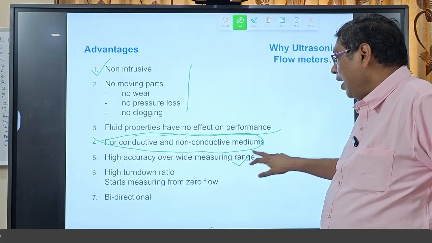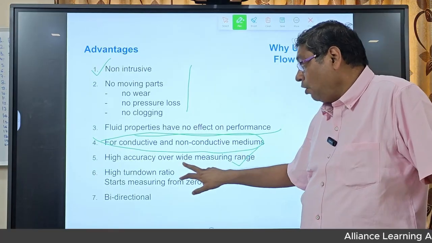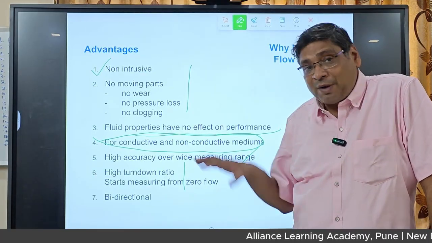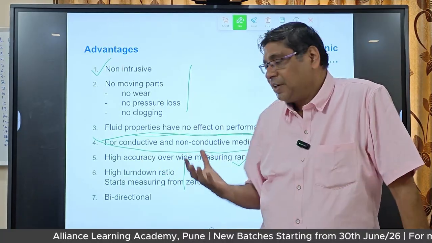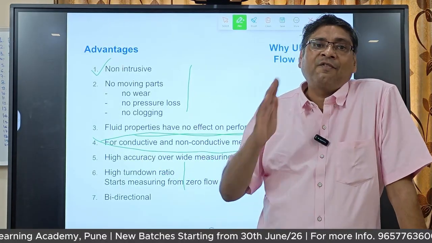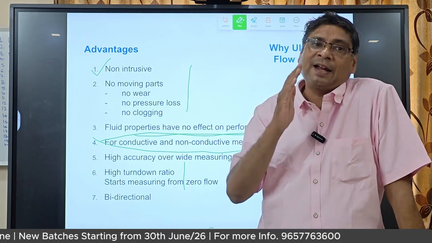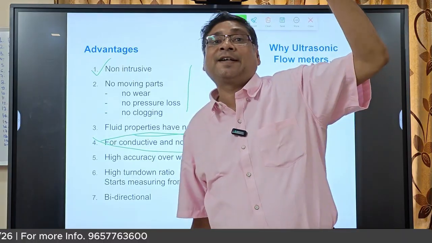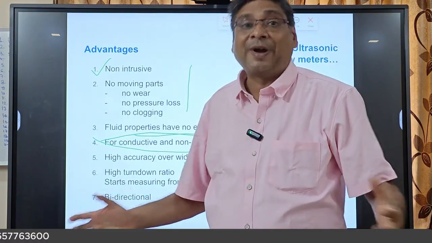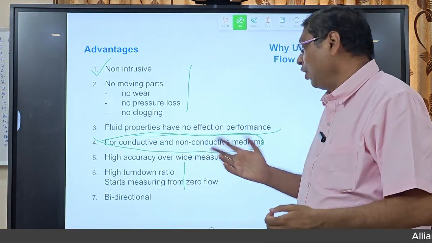High accuracy over a wide range. High turn down. What is the turn down ratio? In a previous slide also we saw accuracy, reproducibility, turn down. For that we have a separate playlist and separate videos. There are 14-15 videos on the static characteristics of instrumentation. So you can refer to those videos.